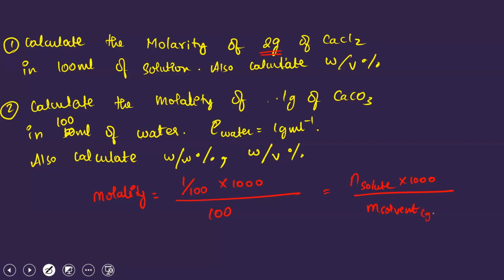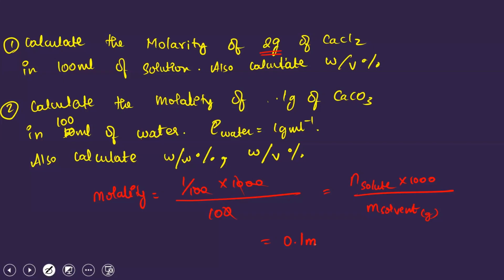Mass of solvent, if it is in grams, to the numerator I will multiply 1000. So here 100 grams I have substituted, so to the numerator I have multiplied it with 1000. Then what do I do? Just cancel the zeros. It is 1 by 10, which is 0.1 small m. Yes or no? Understood? Shall we go to the next part?